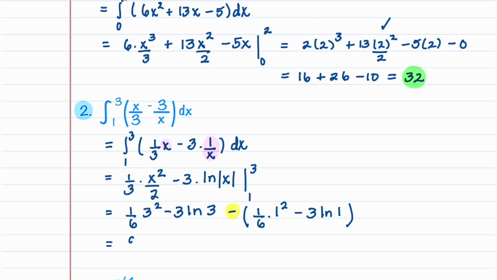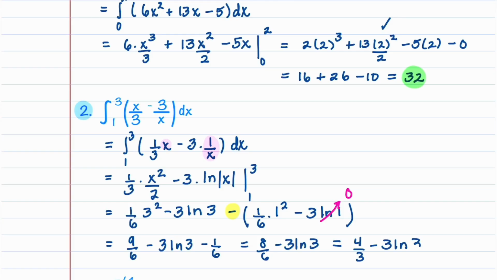Our first term is 9 over 6, and then we have minus 3 natural log 3, and then our next term is minus 1 over 6, and then natural log of 1 is equal to 0, so we don't have to worry about that term. 9 over 6 minus 1 over 6 is 8 over 6, minus 3 natural log 3, and then let's divide 8 and 6 both by 2, so that gives us 4 over 3 minus 3 natural log 3. And that's our final answer.